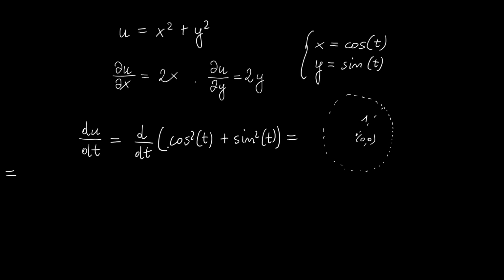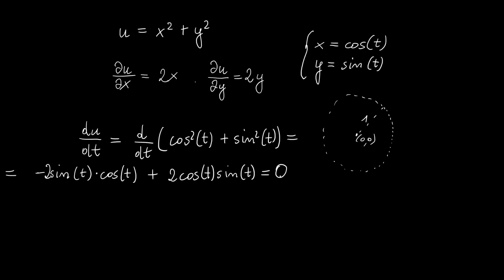So that will be here minus sine of t, minus 2 sine of t times cosine of t plus 2 cosine of t times sine of t, which happens to be 0.